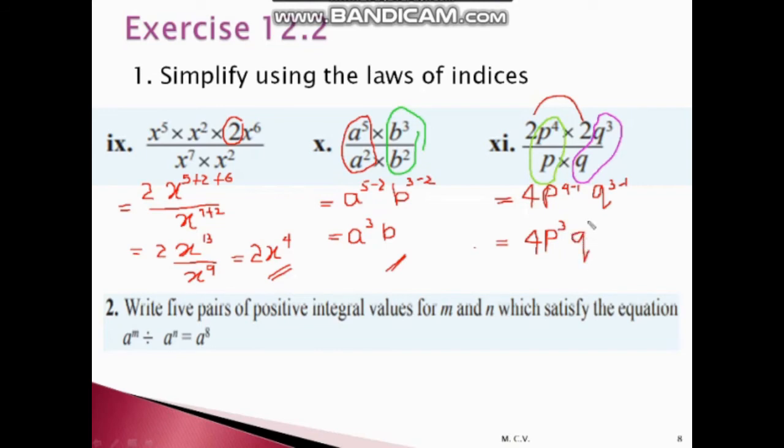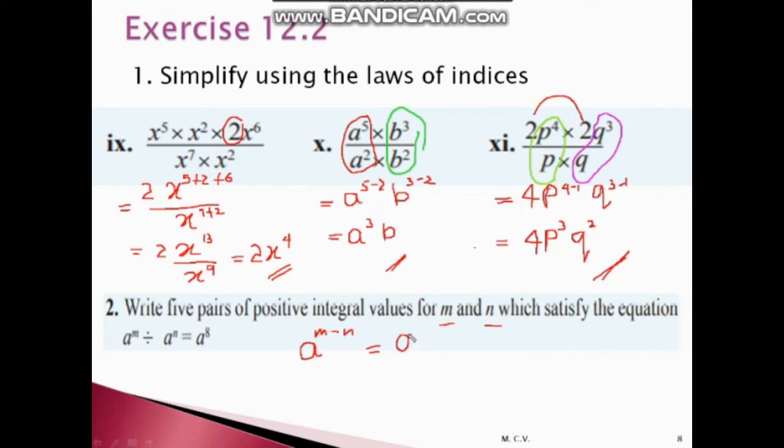A to the power m divided by a to the power n equal to a to the power 8. There's a division, so you can subtract the indices. A to the power m minus n equals a to the power 8. Now compare the indices. M minus n, consider only the index part. M minus n should be equal to 8.